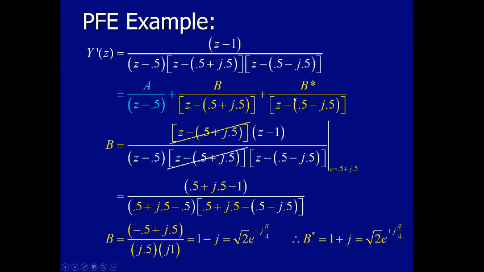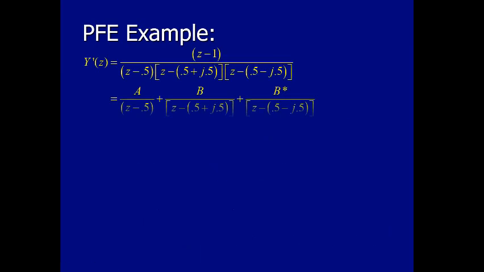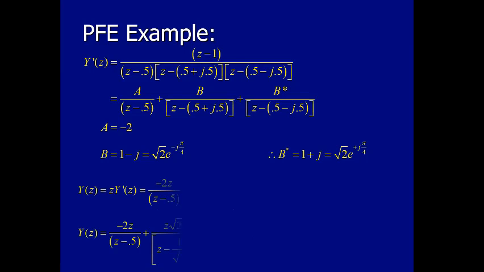The one that goes with the conjugate then is 1 plus j. We invert the j, the imaginary parts, and we invert the phase angle. So 1 plus j, or square root of 2 e to the plus j pi over 4. So now we have a complete partial fraction expansion. We've solved for A, we've solved for B, we've got B prime.